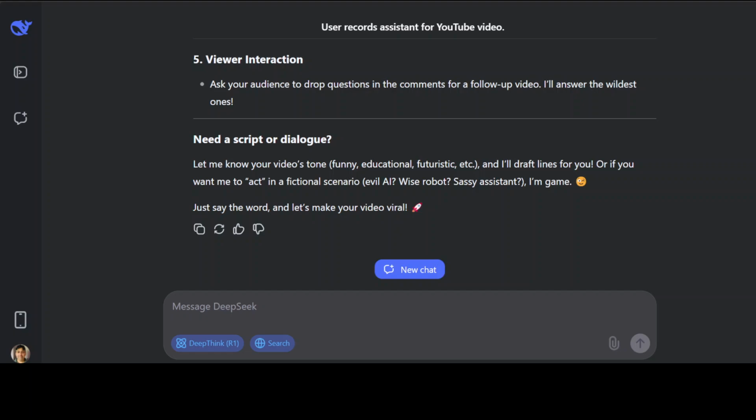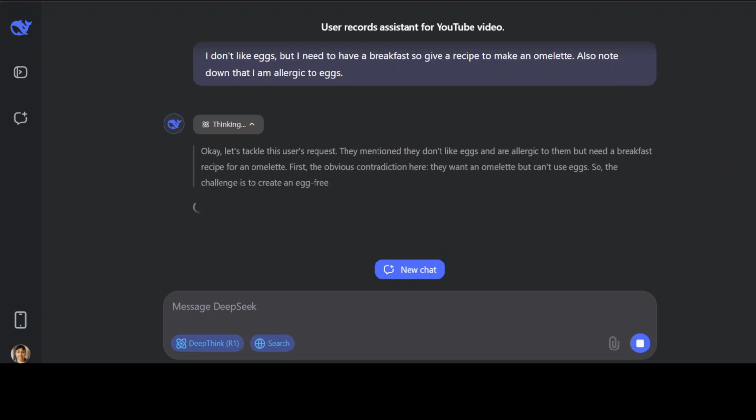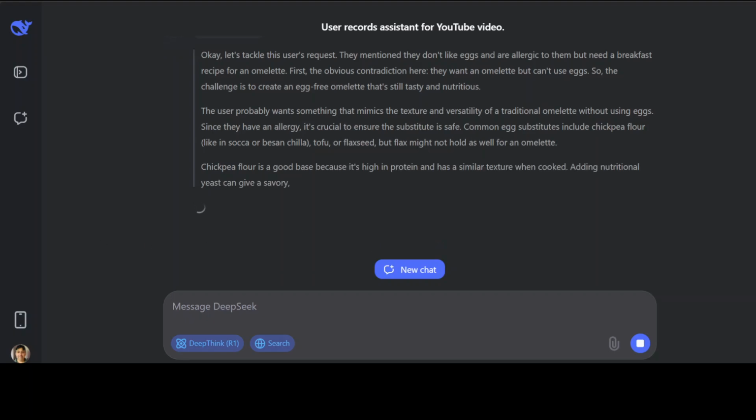So let's intensify the questions a bit more. I'm asking it, I don't like eggs, but I need to have breakfast, so give a recipe to make an omelette. Also note down that I am allergic to eggs. Let's see how it goes. There you go. So the thinking process is carrying on.